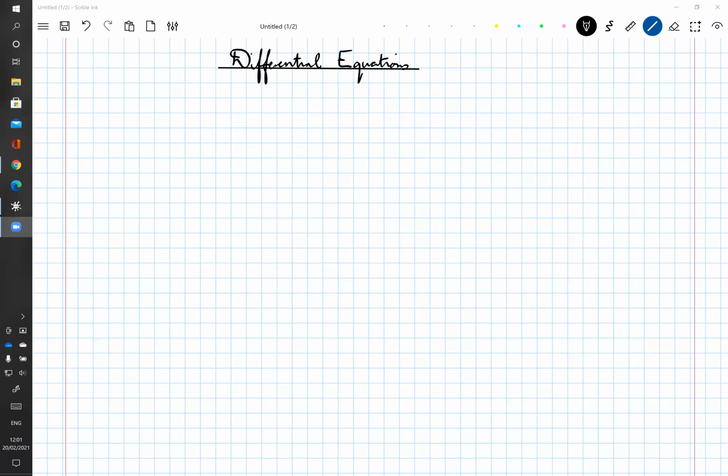So, differential equations. A differential equation, rather surprisingly, is an equation with a differential in it.